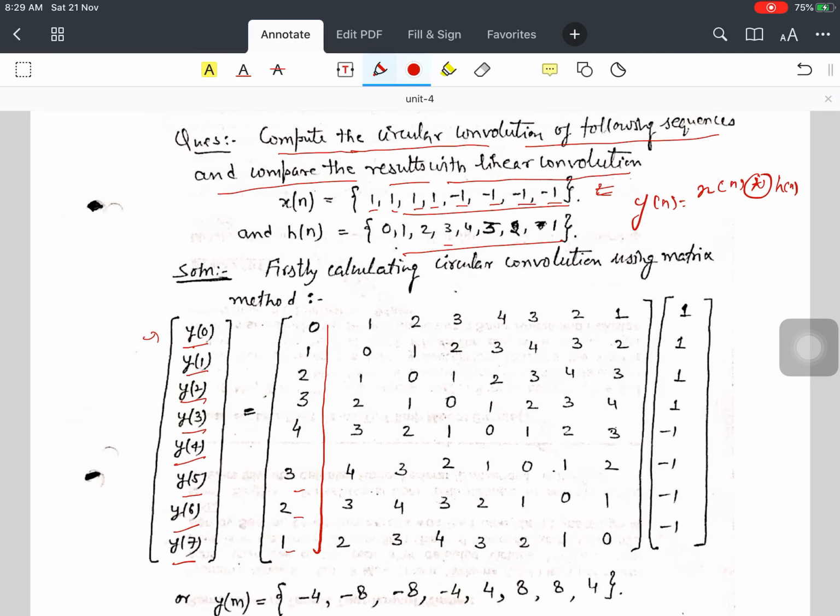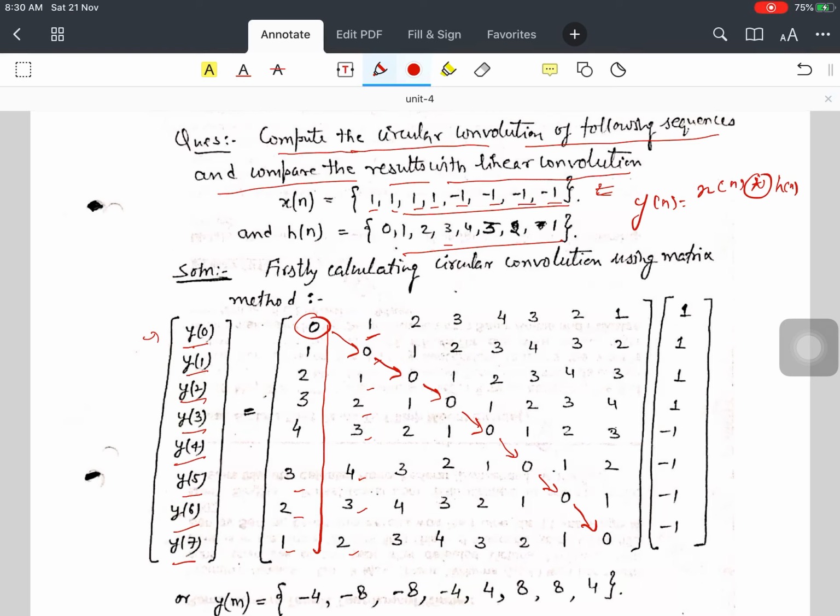Now, what you have to do? You have to shift it in this way. If you shift this 0 over here, the sample now starts from 0: 0, 1, 2, 3, 4, 3, 2, and what is left at the end is 1, so that 1 will come to the top. Again you have to shift, starting from 0, 1, 2, 3, 4, 3, 2, 1. It is a simple method, we already saw this example in the previous lecture. In this way we can calculate this matrix.